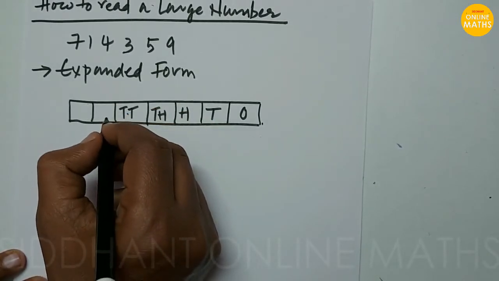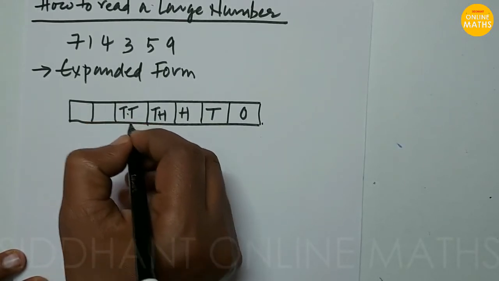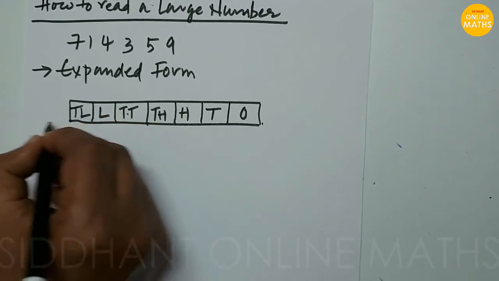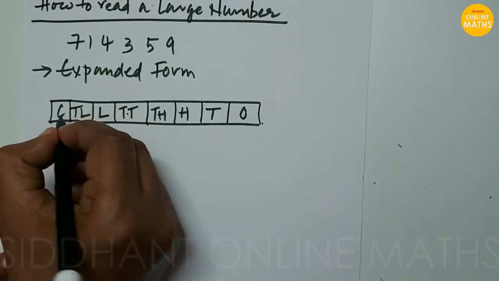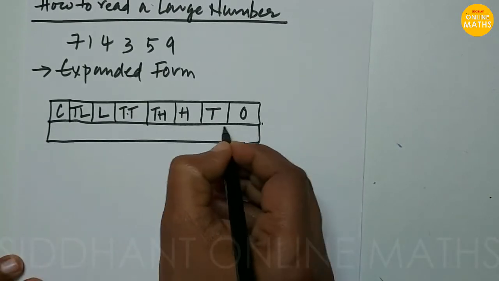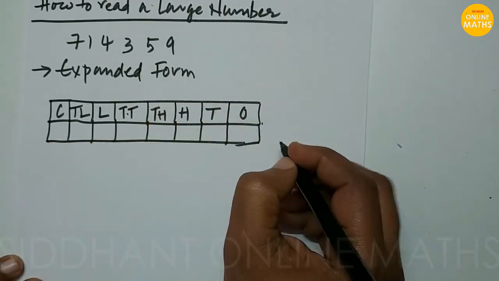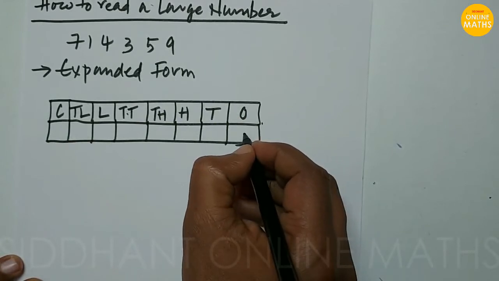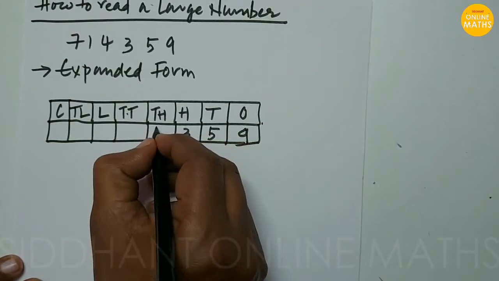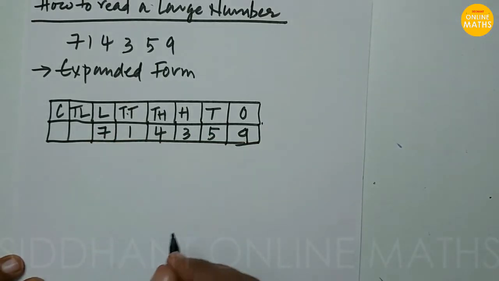And after that we know how to pronounce or how to read a large number. After this the number will be called lakh, and after that 10 lakh. If a big number is there, then we say it is crore. Now we segregate the numbers according to the place value here. 9 is in the ones place, 5 in the tens, 3 in hundreds, 4 in thousands, 1 in 10,000, and 7 in the lakh place.